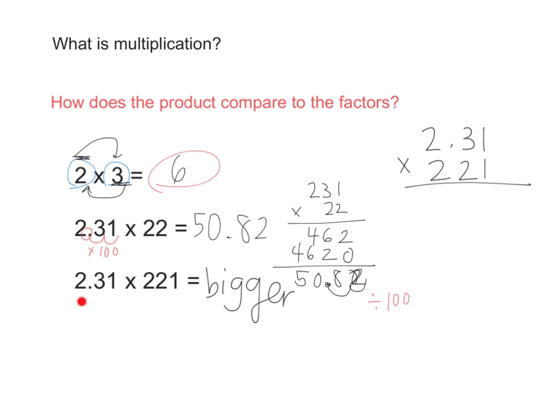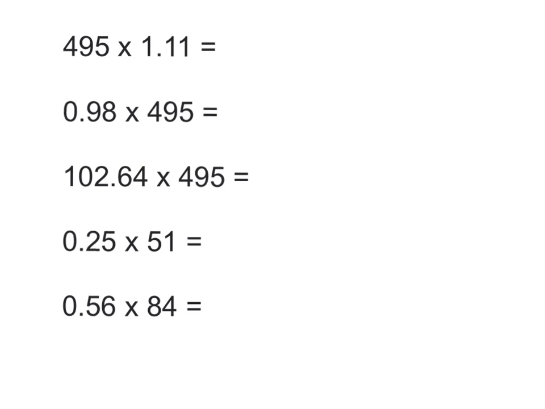What about over here? If I have 2.31 times 221, I'm making 2.31 copies of 221. So will that be bigger or smaller? Bigger. About 2 times bigger, right? Okay. 495 copies of 1.11. Will the product be bigger than 1.11 or smaller? Bigger, right? Because how many times bigger will it be?